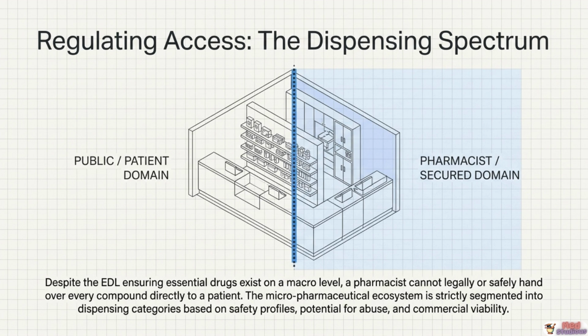The pharmacy itself physically embodies this segmentation. There is a public-patient domain, the accessible front section of the pharmacy, where over-the-counter products are freely visible and purchasable without documentation. And there is a pharmacist-secure domain, the restricted back section, where prescription-only and controlled medications are stored under professional custody and released only through legally authorized channels.